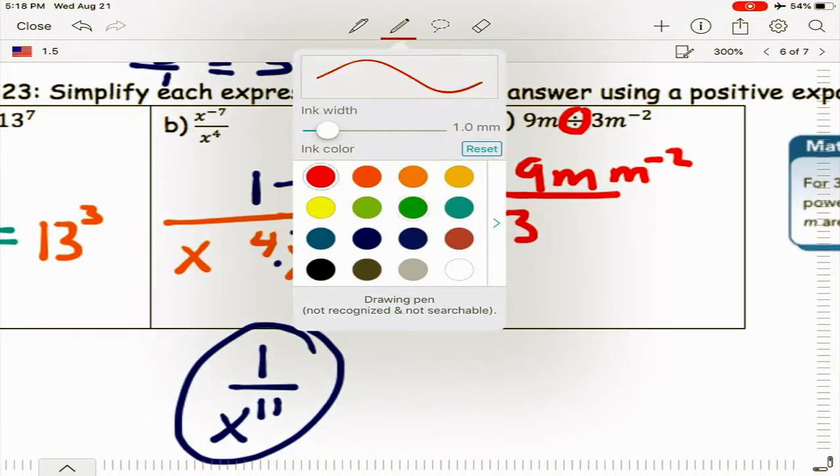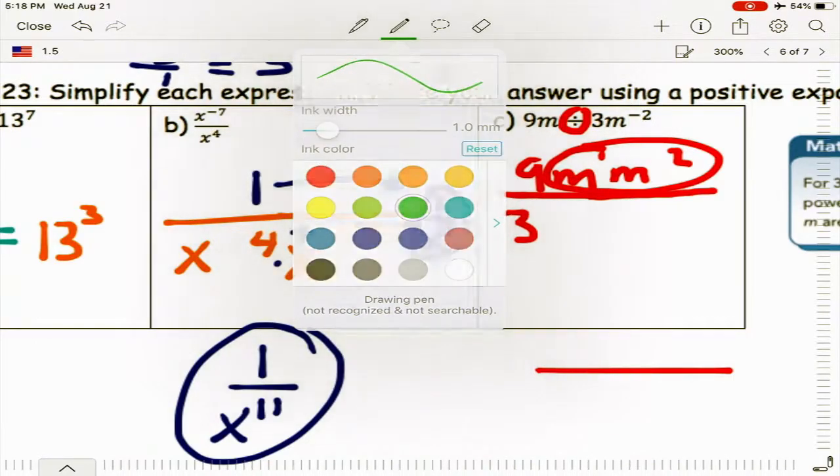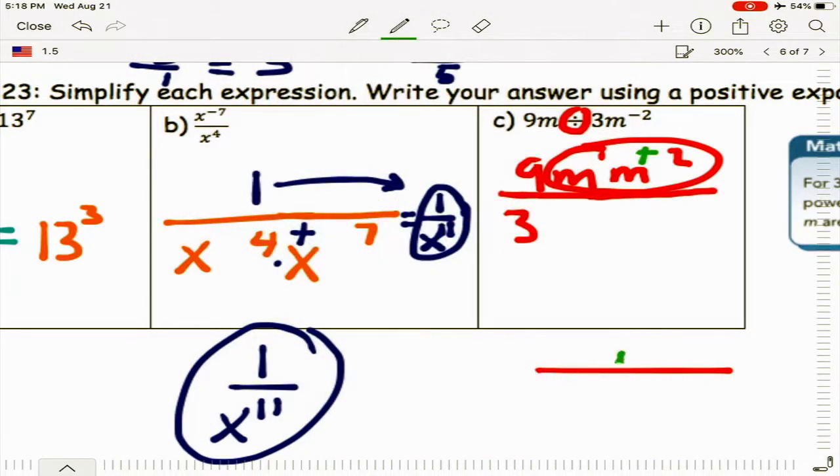I'm going to expand my fraction bar. And once again, that -2 now turns into +2, which is awesome. And now I can solve it normally. The first m doesn't have an exponent, so I'm going to give it a 1. And then I'm going to solve from there. Fraction bar here, and m to the first times m to the second. Technically, I add the exponents, and it's m to the third.